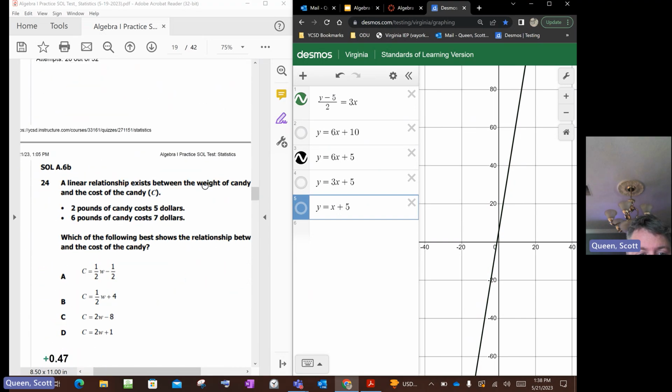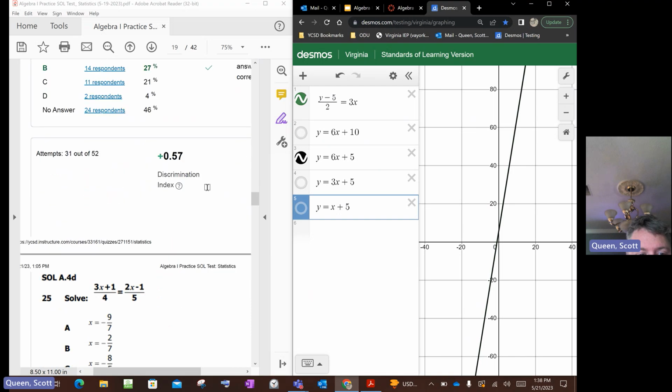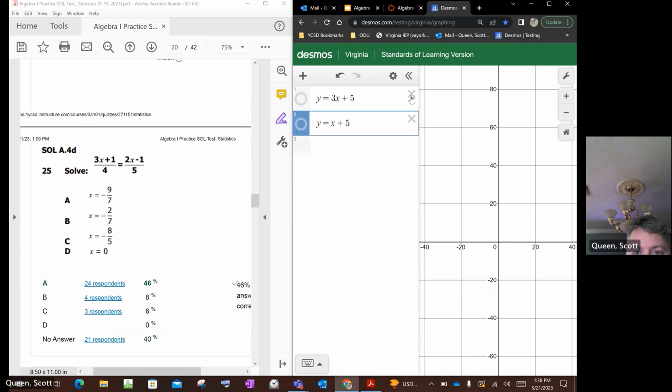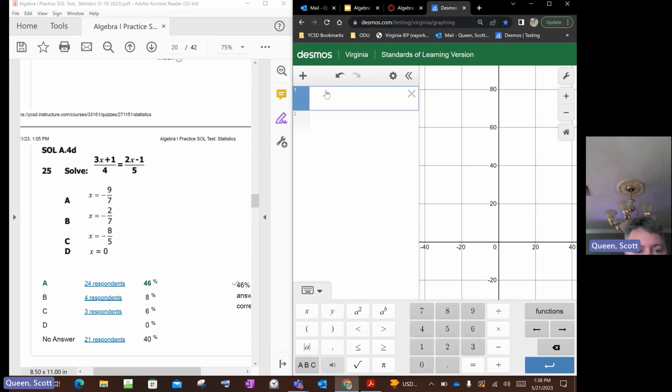All right, scary words, scary words. Pass, come back. All right, 25. All right, so we got a fraction equals fraction, known as a proportion. If you want to do it by hand, that's that crisscross, butterfly, whatever it is you do. But I'm going to graph this thing. Put my divisor sign in there. 3x plus 1 over 4 equals, put my divider bar, 2x minus 1.